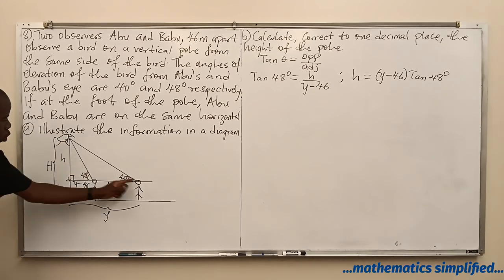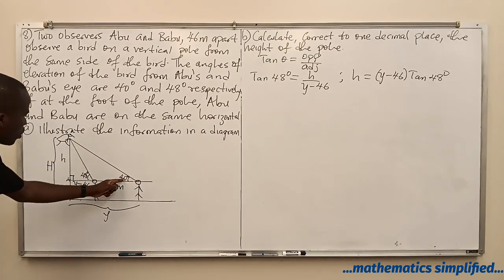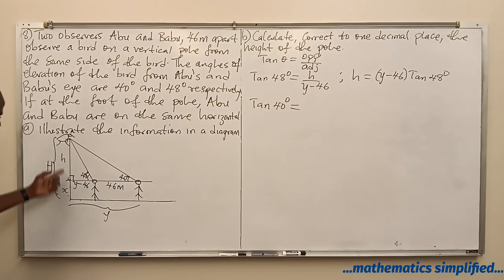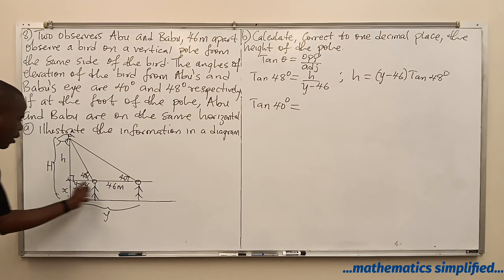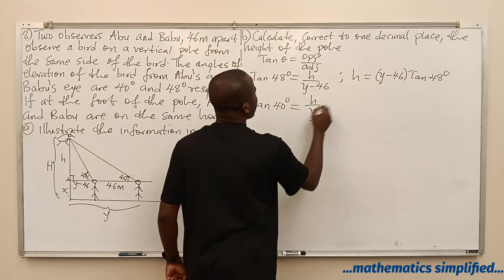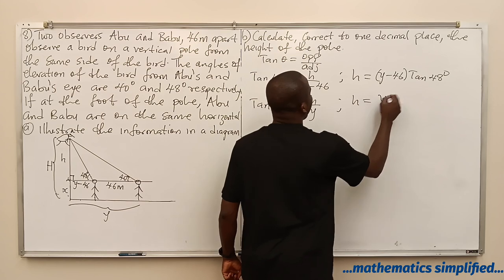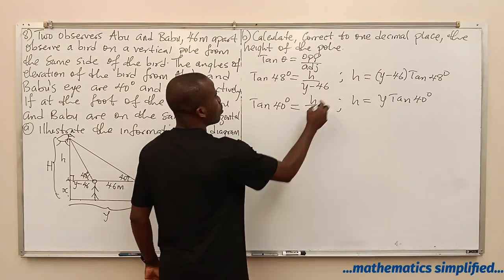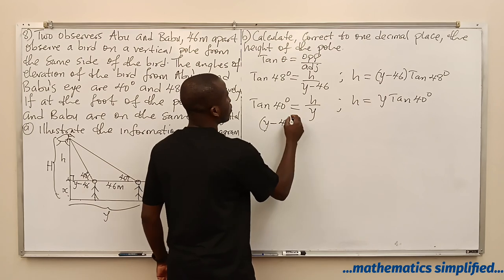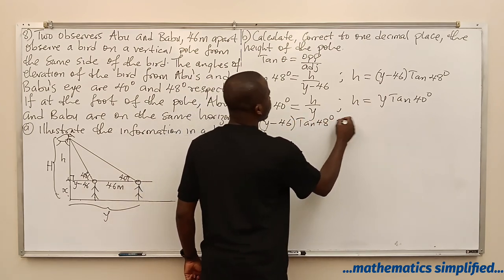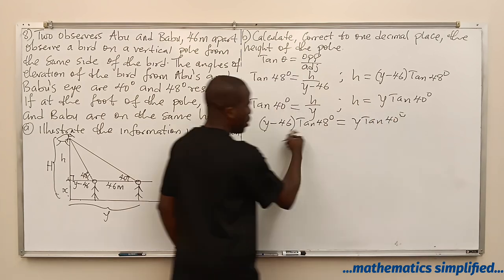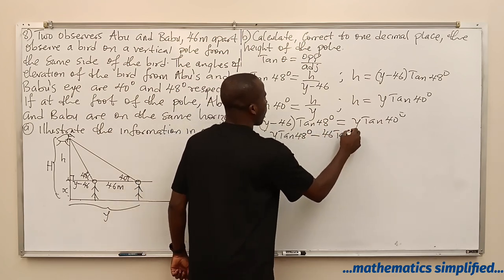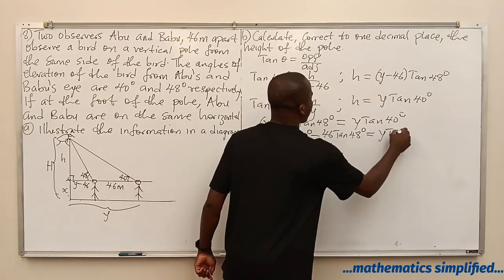If we use the whole triangle, the larger triangle, we can use tan 40 degrees. Opposite is H and the adjacent is Y. The whole of this is Y. So H over Y. So that H is Y tan 40 degrees. These two are H, so they have to be equal, since we are looking for H. So Y minus 46 times tan 48 degrees has to equal Y tan 40 degrees. We can open the bracket: Y tan 48 degrees minus 46 tan 48 degrees equals Y tan 40 degrees.